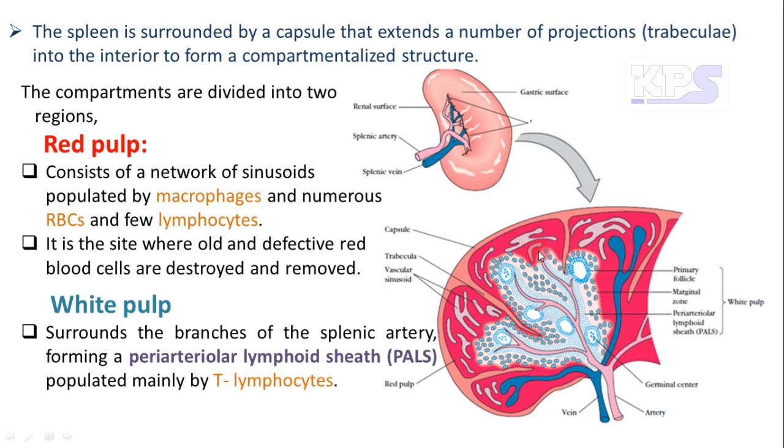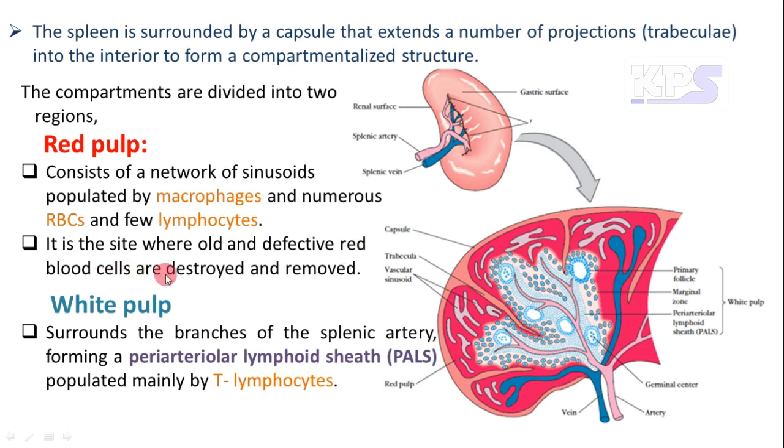These compartments are further divided into two regions, a red pulp and white pulp. The red pulp consists of a network of sinusoids populated by macrophages, RBCs and few lymphocytes. It is red in color due to the presence of RBCs, and it also contains many macrophages and lymphocytes.